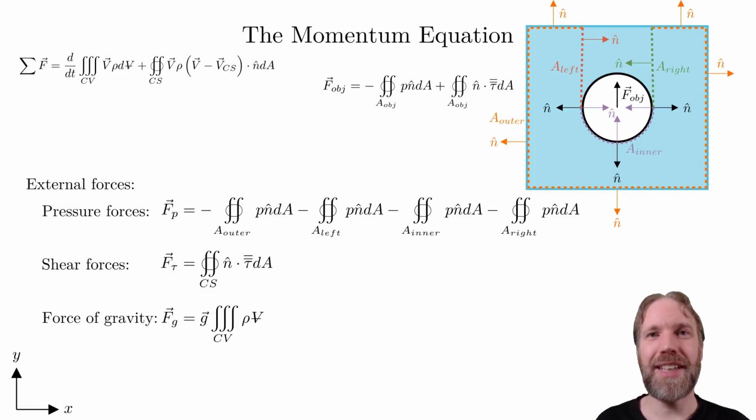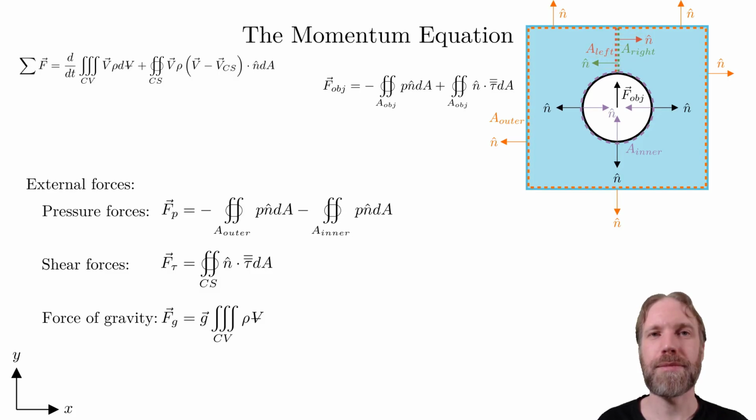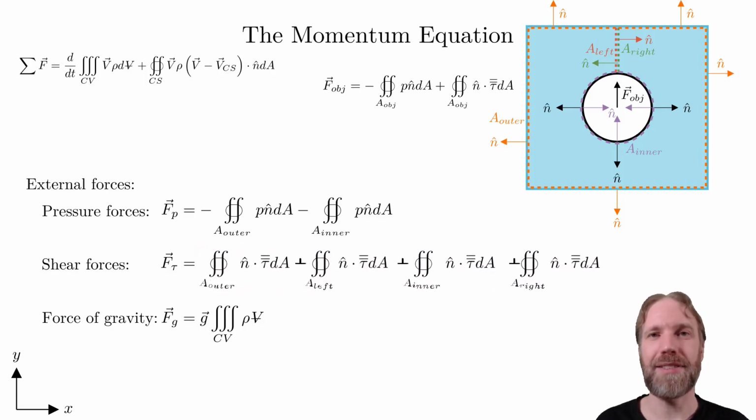Now, let's decrease the distance between the left and right areas. If the distance is small enough, we can approximate that A left is the same as A right. Their normal vectors have opposite directions though. This means that as long as the pressure is continuous, the two integrals will cancel. We can do the same for the shear force, and the terms will cancel here as well.